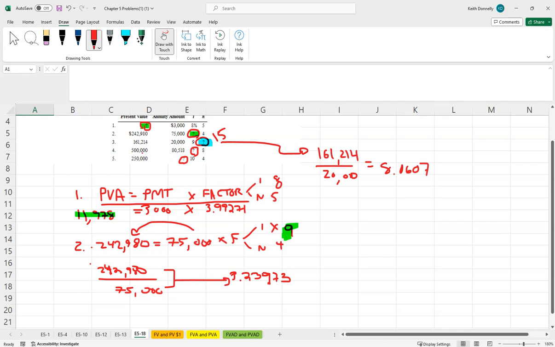Finally here, 4 is just a repeat of 2. Let's look at 5. So 5 in this case, we're going to take the 500,000. I'm sorry, not 500,000. It should be 250,000.